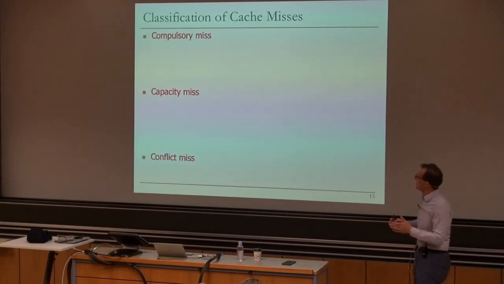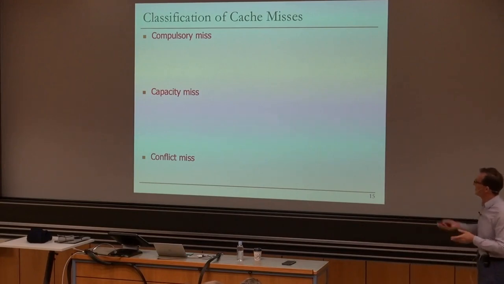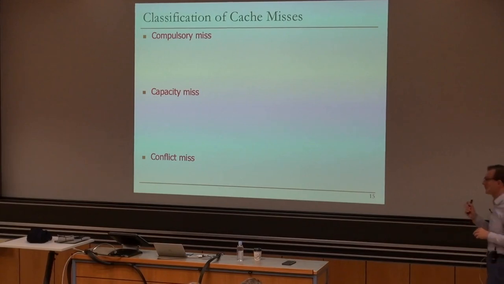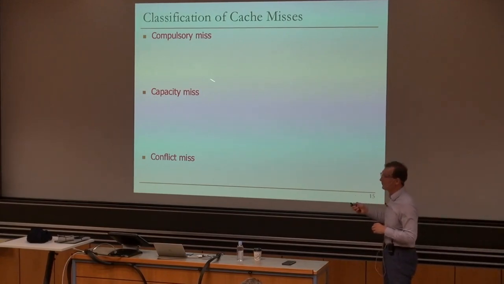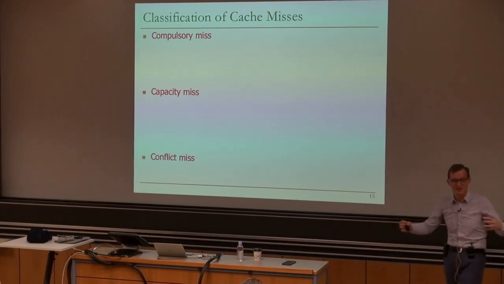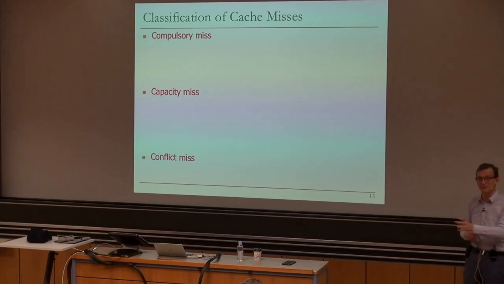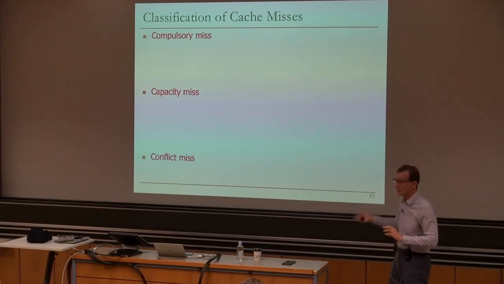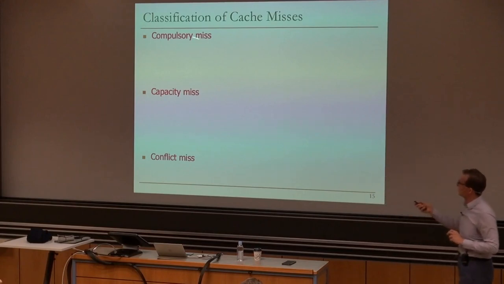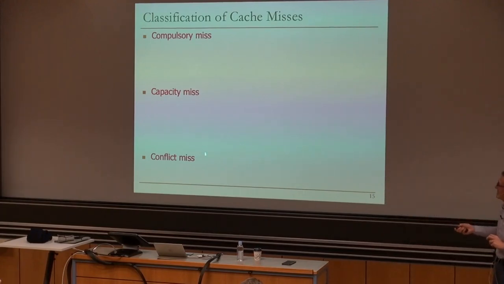So let's talk about classification of cache misses. There are three kinds of cache misses. Actually, there are four kinds, but I'm going to ignore the fourth kind over here. The fourth kind is communication misses or coherence misses, when you actually communicate between two different processors. But we're not talking about those yet. The first kind is compulsory, the second kind is capacity, and the third kind is conflict.